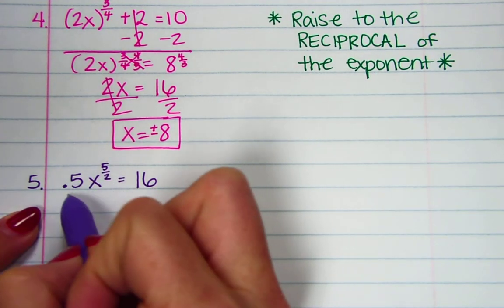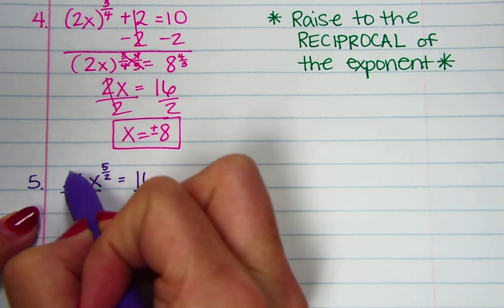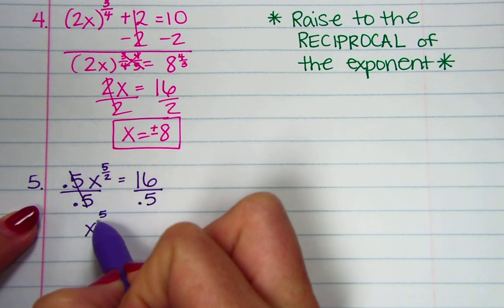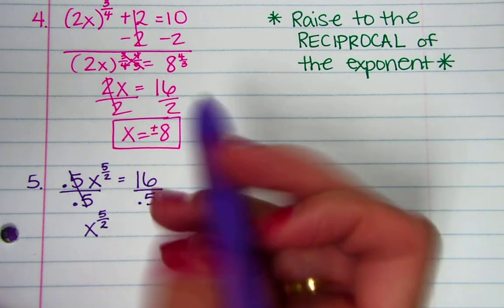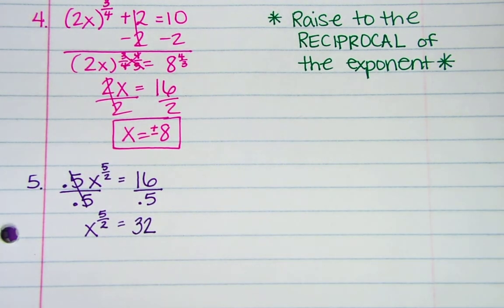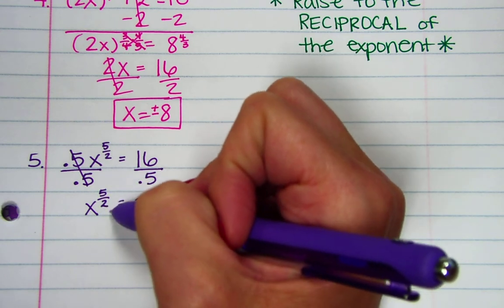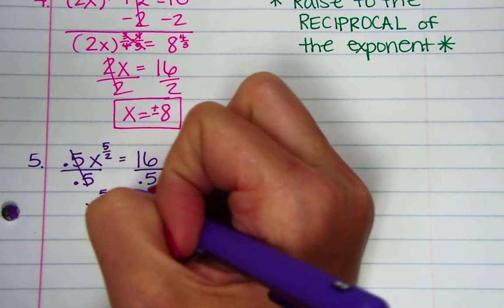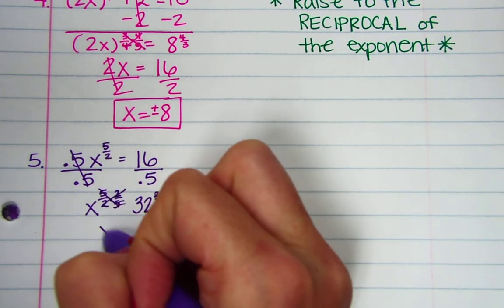Okay, so it's 0.5. It's on the front, so we'll just divide by 0.5. What is 16 divided by 0.5? 32. We're dividing by a half. When you divide by smaller numbers like that, it gives a bigger answer. Okay, now we need to get rid of this. How do we get rid of this? Reciprocal, right? 2/5. Okay, these cancel out and just leave me with x.